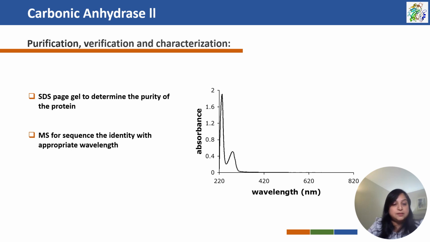After all this process, I performed SDS-PAGE gel to determine the purity of this protein, actually for further purification. Then I performed mass spectroscopy to confirm the sequence identity with appropriate wavelength. With all of this process, I got my desired purified protein. So now I am ready to do my further research, and my further research plan is to develop an inhibitor of carbonic anhydrase. So that is all about my presentation today.